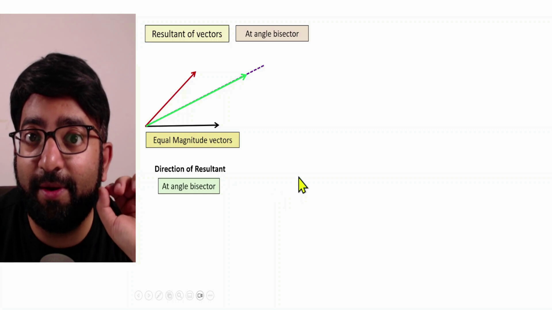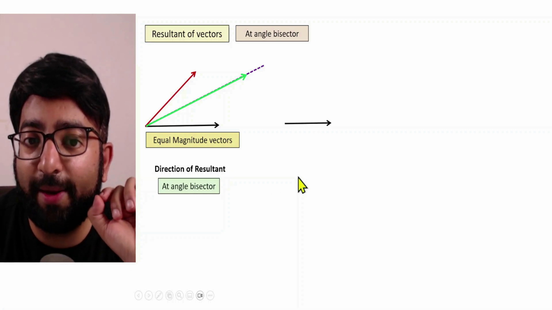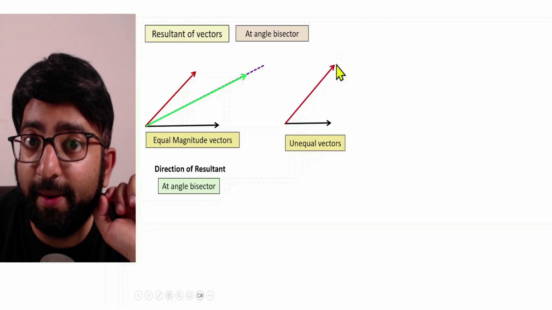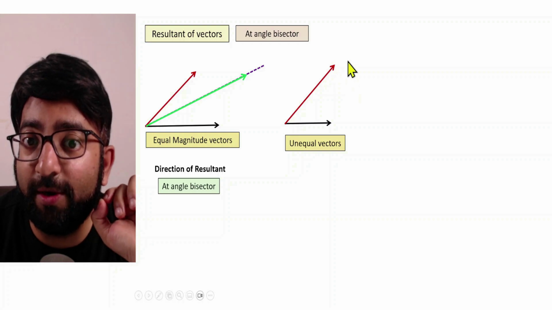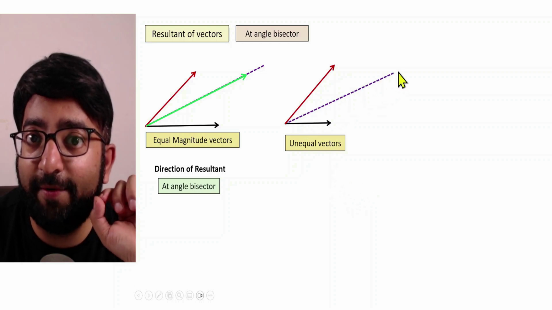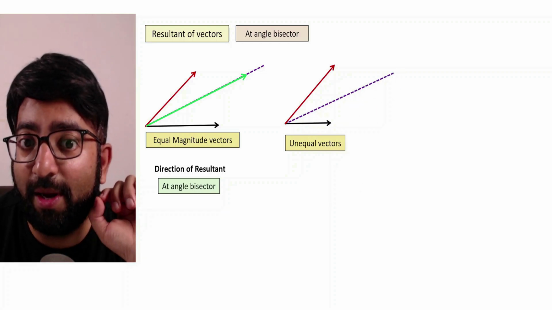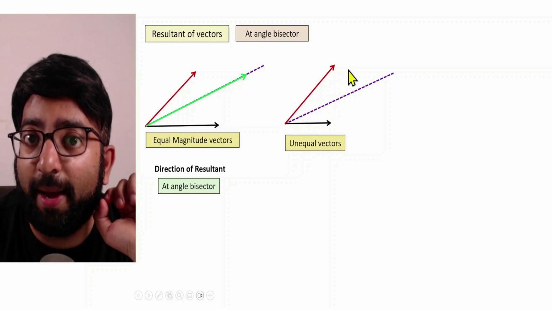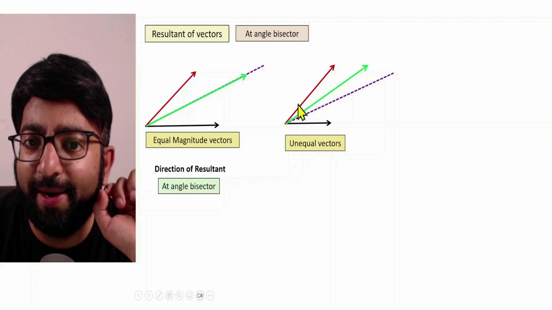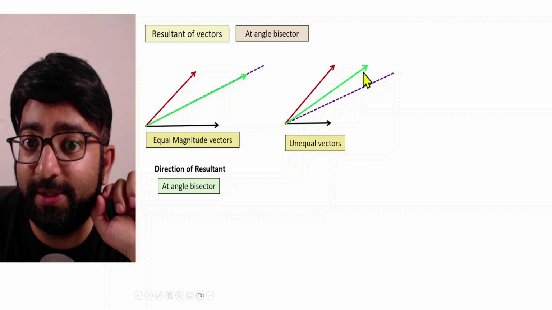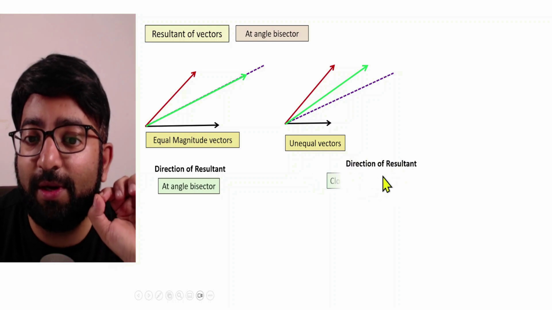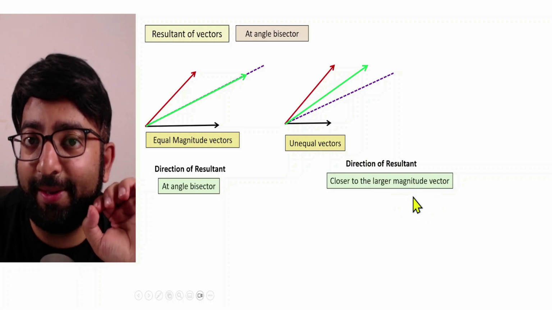As opposed to this, let's consider another case where the vectors are not of equal magnitude. So we have one vector lying along the x-axis and then we have another vector which is a bigger magnitude vector. Now in this case also we can draw the parallelogram and draw the diagonal, but just remember the shortcut. If we draw the dotted line which is the angle bisector, in this case the resultant will always lie closer to the bigger magnitude vector. Hence, in this case, if we draw an arrow closer to the red arrow, which is the bigger magnitude vector, this green vector is the resultant between these two vectors. Hence, we should know that the direction of the resultant is always closer to the larger magnitude vector.